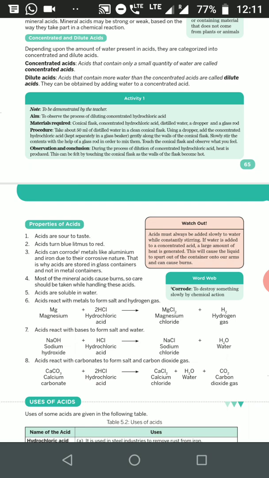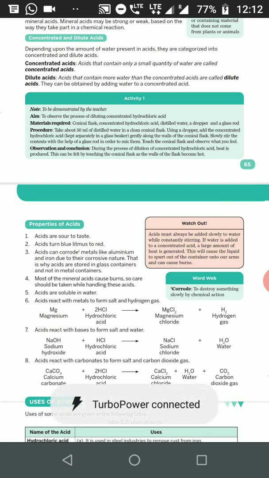Most of the mineral acids cause burns, so care should be taken while handling these acids. Whenever acids fall on our skin, they burn the skin. So you have to take care when you are handling these acids. All the acids are soluble in water. Okay, all acids, whether it is a strong acid or a weak acid, they are soluble in water.